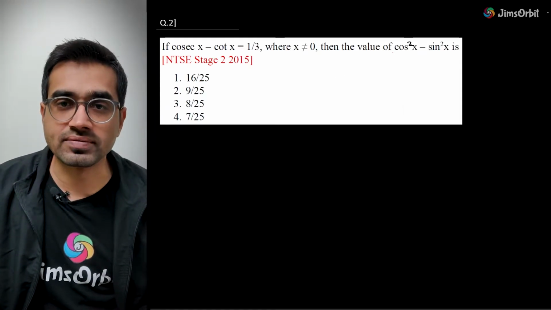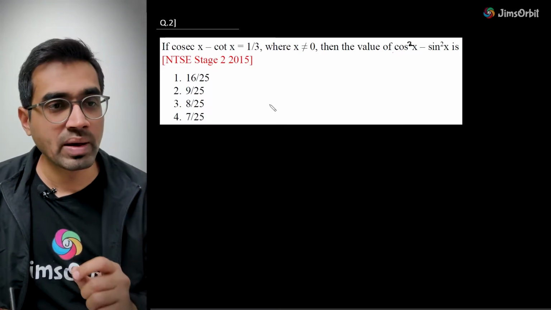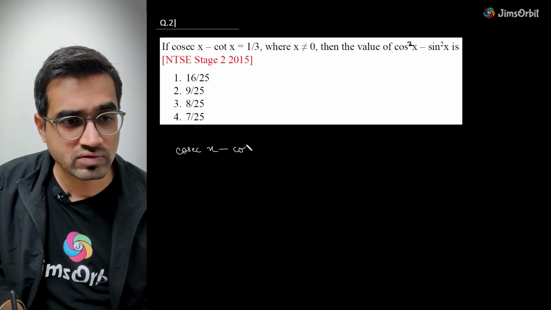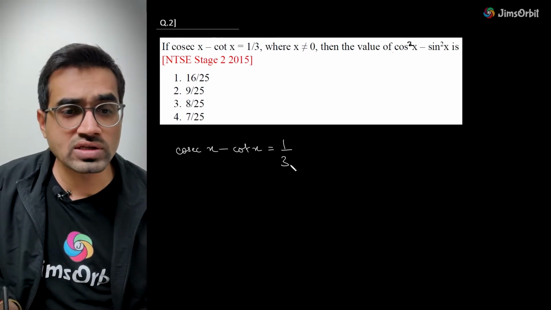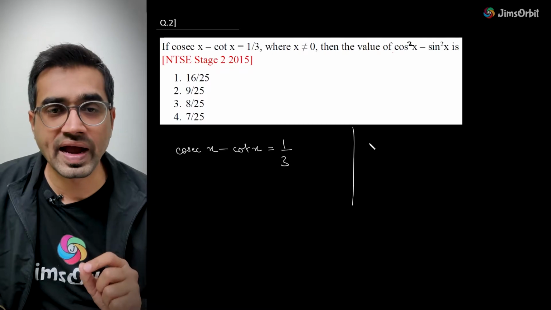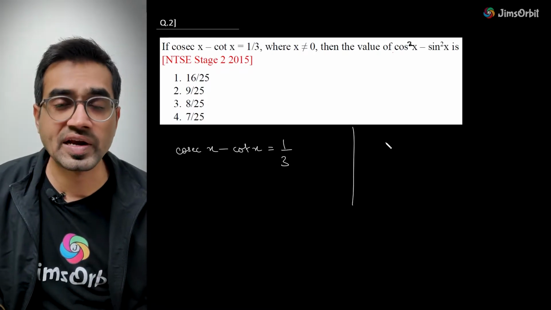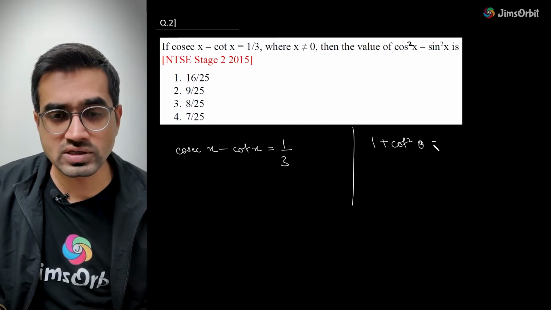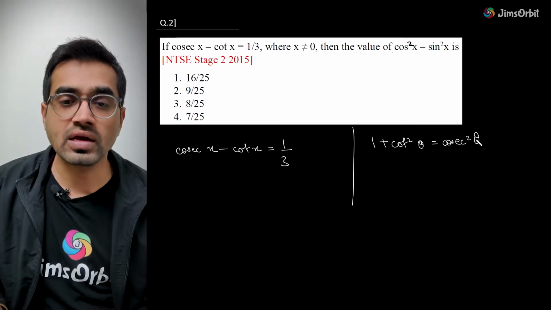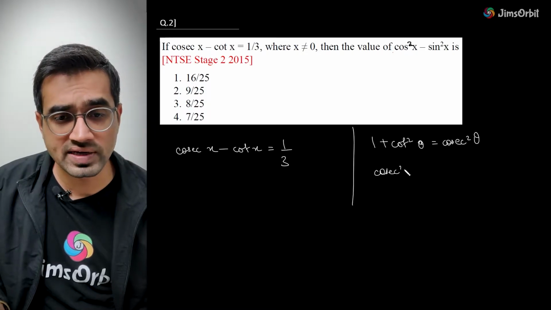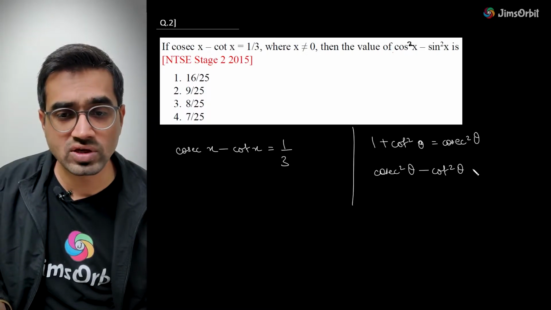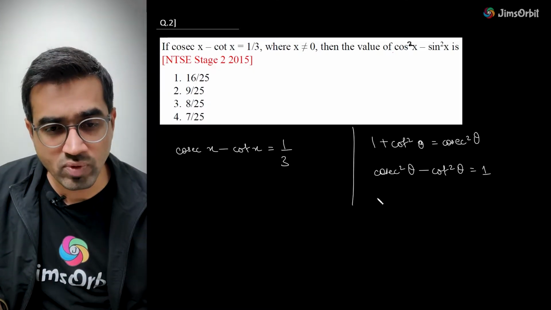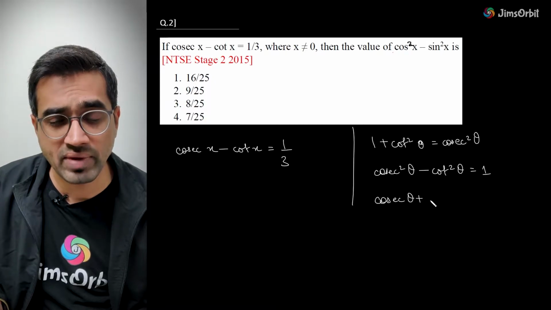Let's move to the second question. In this question, remember, it's given the value of cosec x minus cot x. To solve this question, you should remember one important identity transformation, or basically a little change in it. We already know that 1 plus cot square theta is cosec square theta, correct? So we can write that cosec square theta minus cot square theta is equal to 1. Just brought it here and written it first, simple. Now, the most important point is this can be written as a plus b, a minus b.